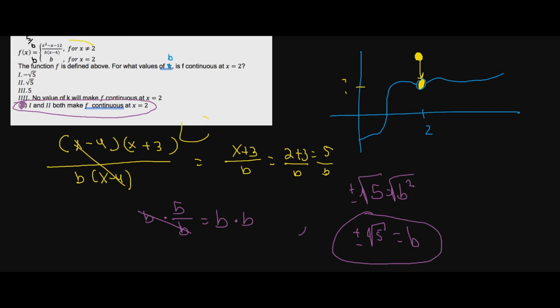Don't worry about the lettering. I made this problem and I kind of messed up this letter. It should be number 5. Well, 1 and 2, right? The negative square root of 5 and the positive square root of 5.